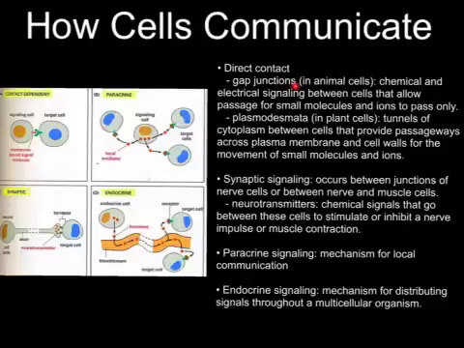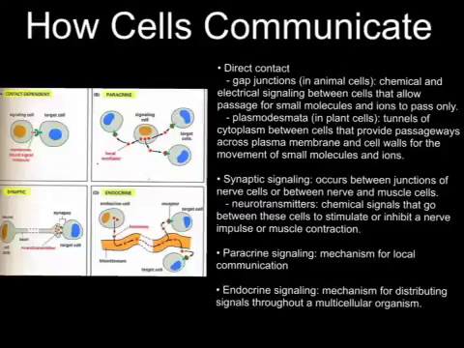Another way to communicate is synaptic signaling, which is between the junctions of nerve cells and between nerve and muscle cells. For synaptic signaling, they use neurotransmitters that go between the cells to stimulate or inhibit a nerve impulse or muscle contraction.